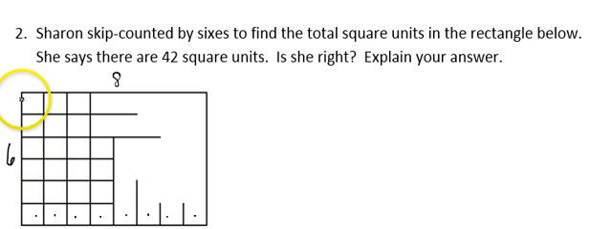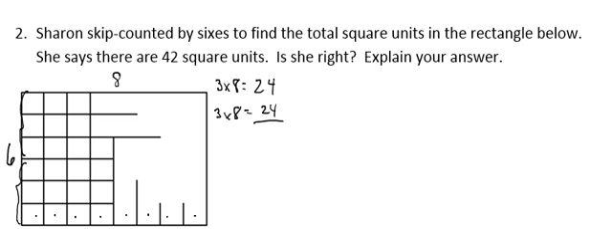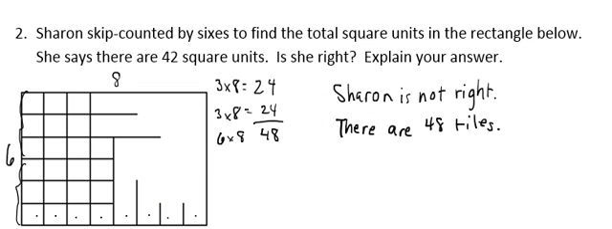If I don't know 6 times 8, I can look at this as 3 times 8 plus another 3 times 8. 3 times 8 is 24, and another 3 times 8 is 24. I can combine those for an answer of 48. That's the answer to 6 times 8. That tells me there are 48 squares in the rectangle in this problem. Sharon is not right. There are 48 tiles in the rectangle.